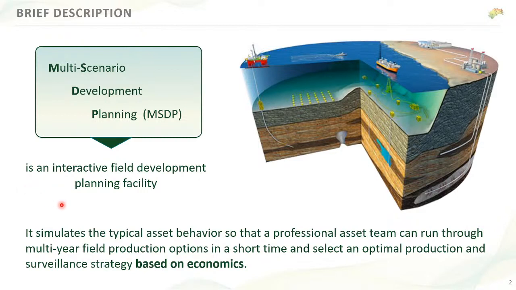So MSDP really is an interactive field development planning facility. Basically, it simulates what should be the typical asset behavior if the asset team tries out some different development options, and they can run through year by year field production options in a very short time. And based on the results that they get and the metrics that MSDP outputs, they can select the optimal production and surveillance strategy, which is based as well on economics.